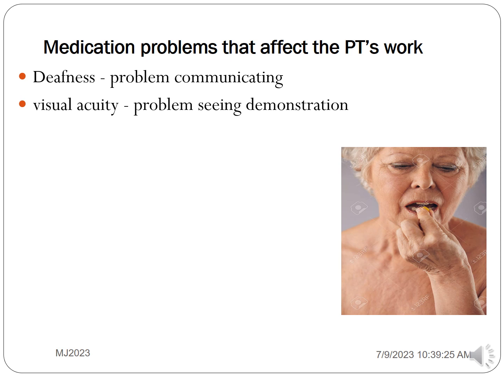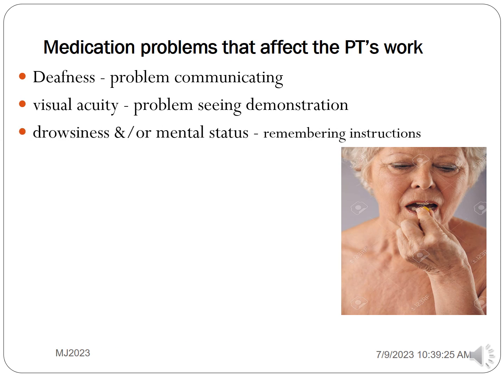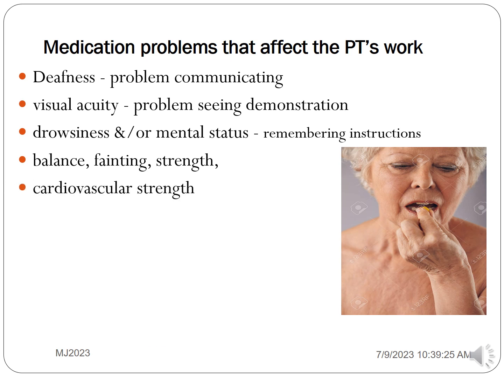And they may have visual impairment. They are not able to see clearly the demonstration by the physiotherapist. They may be drowsy, or they have poor mental status. They couldn't remember instructions given. They have balance impairment. They tend to faint. They feel like fainting. They have poor muscle strength. They have poor exercise tolerance or cardiovascular tolerance. They may have reduced respiratory ability because of oxygenation.